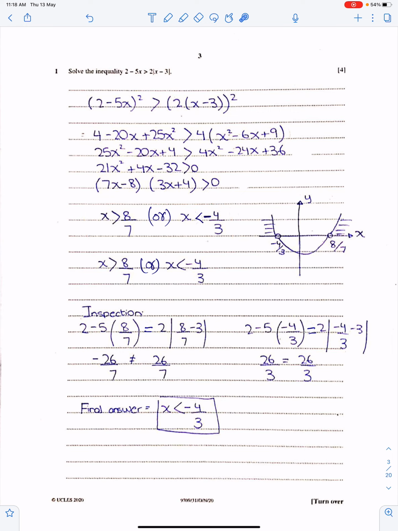Now we have to do the inspection. For inspection, we replace all the inequality signs by equal signs. So when x is 8 upon 7, this equation is not verifying. So this solution is not right. So this will be rejected. So when x is minus 4 upon 3, this equation is verified. Therefore, this is the right solution. Hence, this is the right solution.